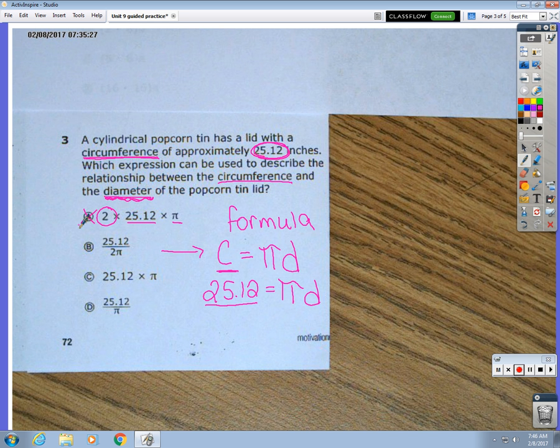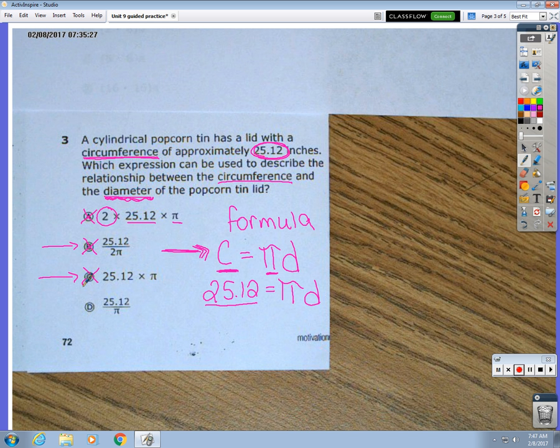Answer choice B, 25.12, that would be our circumference, divided by 2 pi. We don't have a 2 pi written in our formula anywhere, so we know answer choice B is not going to work. Answer choice C, 25.12, which is our circumference, times pi. We look back at our formula, we're not multiplying the circumference by pi, so that is not going to work. Answer choice D, 25.12 divided by pi, possibly.